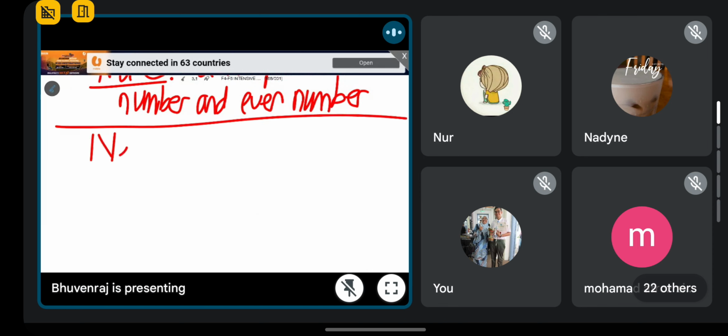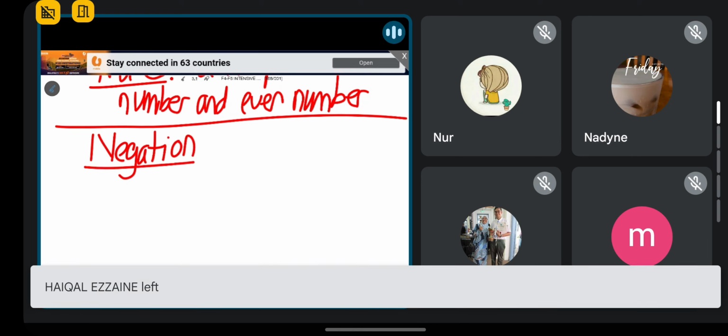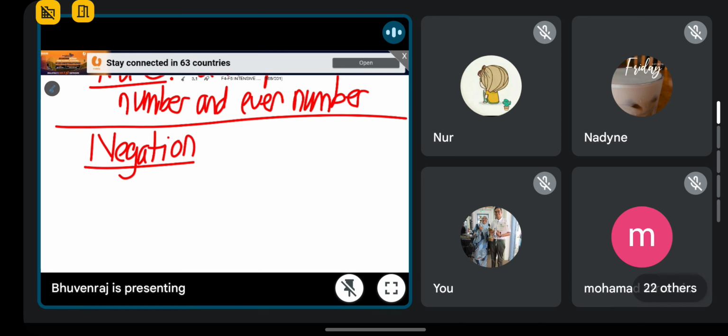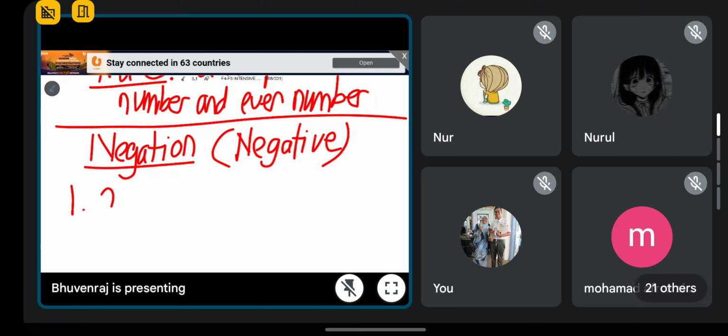Okay, so how about negation? Let's look at this. Very easy guys, you see the word itself, you know already. Bila mereka kata negation, means it's negative. Okay, negation come from the word negative, datang dari perkataan negative. So negative means kamu terbalikan pernyataan tu saja. You just oppose the statement. Okay, so I give you an example. Let's say 2 square equal to 4.